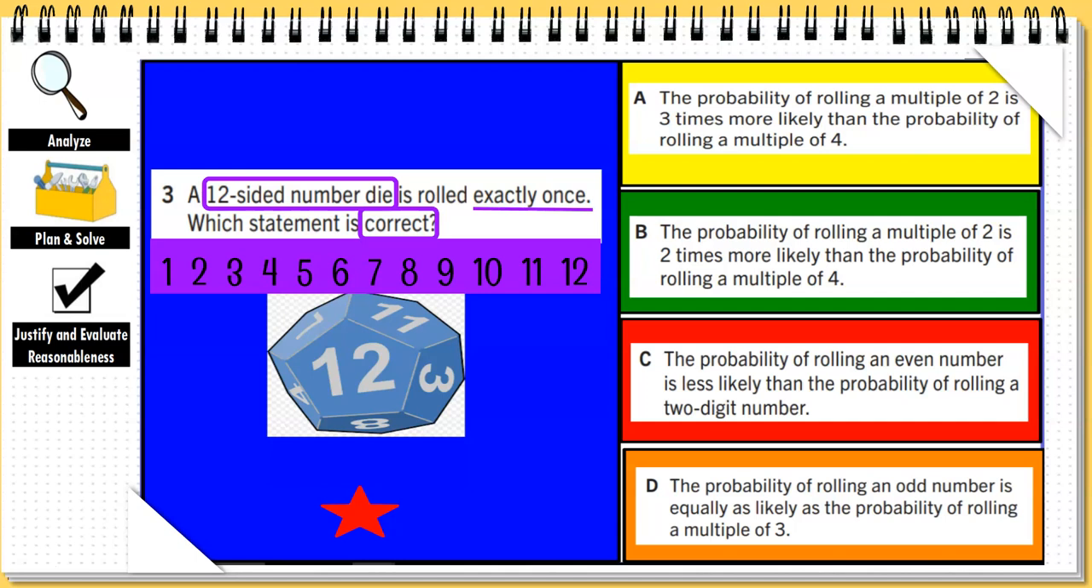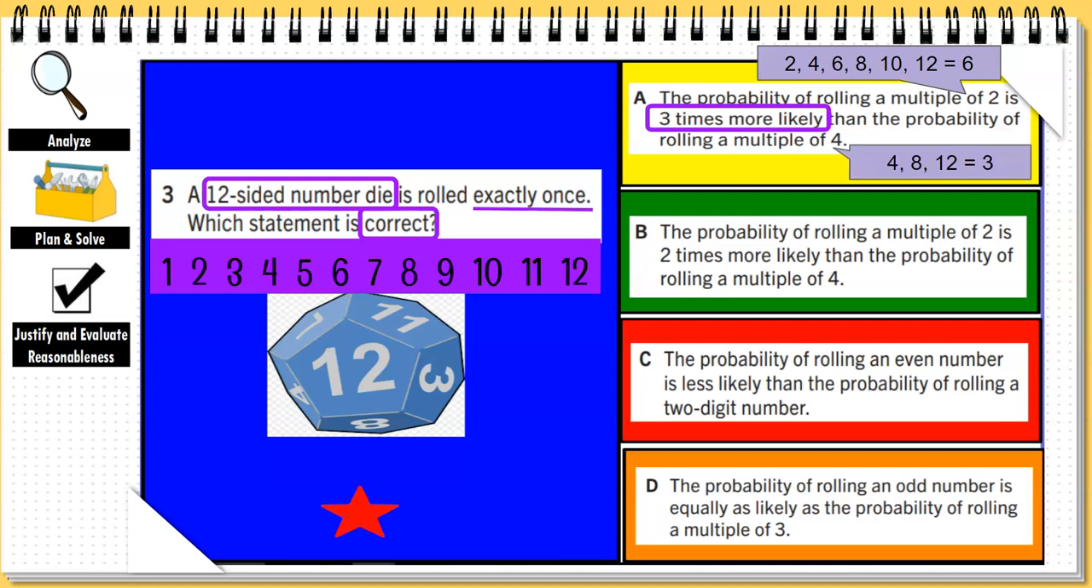The probability of rolling a multiple of 2. Well, I'm going to stop there and annotate multiples of 2: 2, 4, 6, 8, 10, 12. There are 6 of them on a 12-sided number die. Is 3 times more likely? Ooh, I'm going to annotate that. That's pretty important. Then the probability of rolling a multiple of 4. Well, I need to know my multiples of 4: 4, 8, 12. There are 3 multiples of 4.